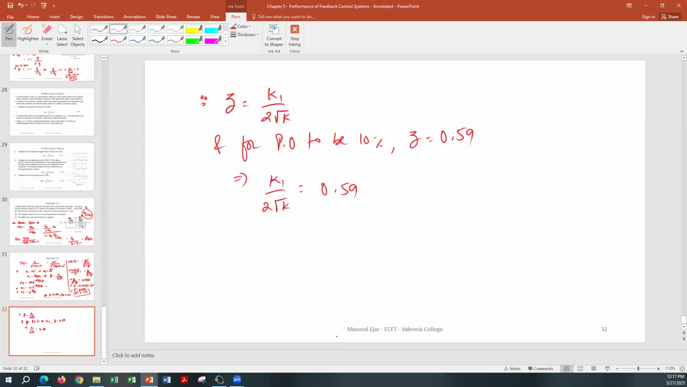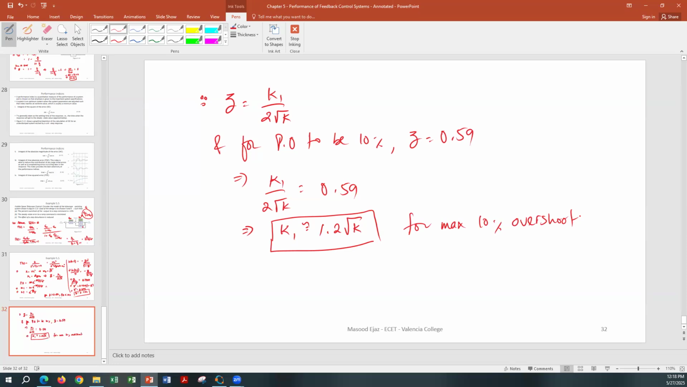This is for the worst case condition, remember. So K1 will be equal to 2 times 0.59, so 2 times 0.6, which will be 1.2. So K1 is 1.2 square root of K, for maximum 10% peak overshoot.